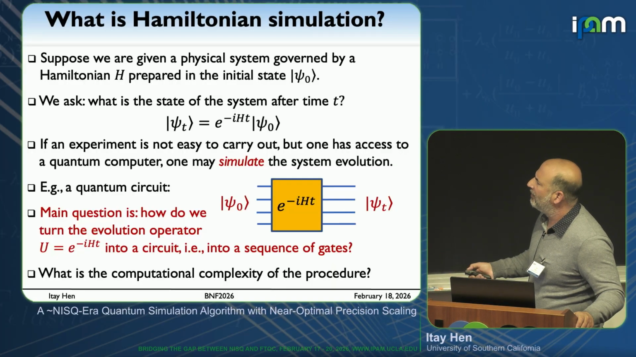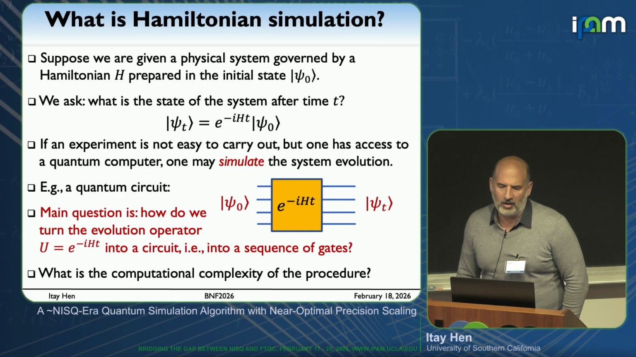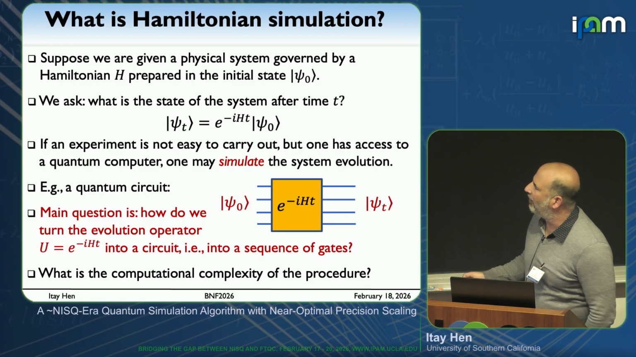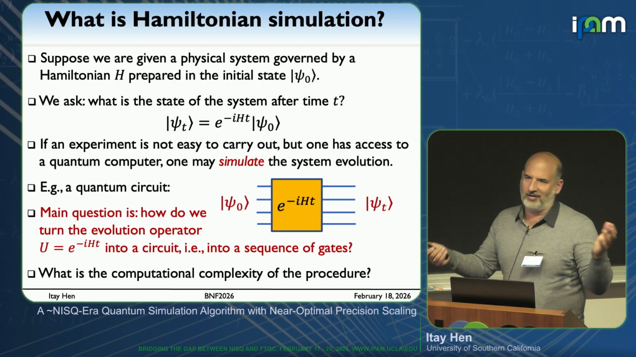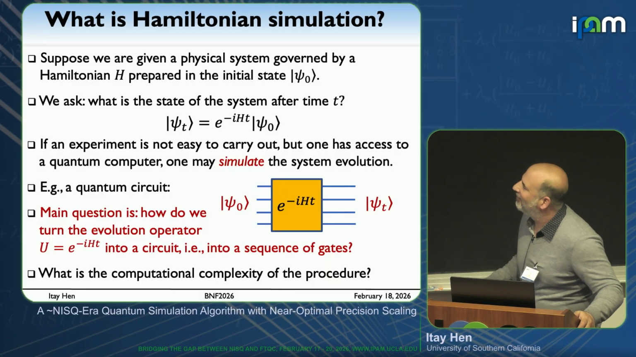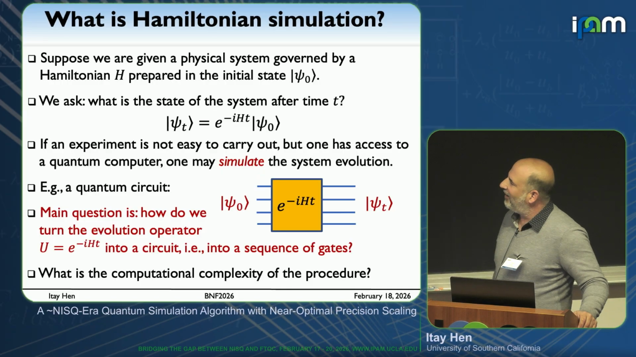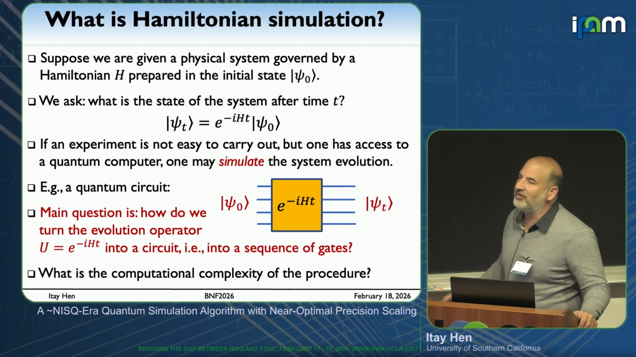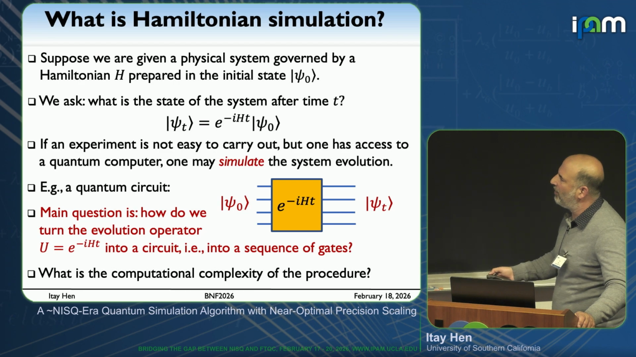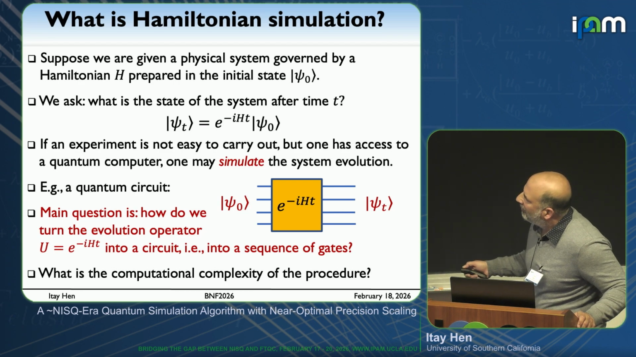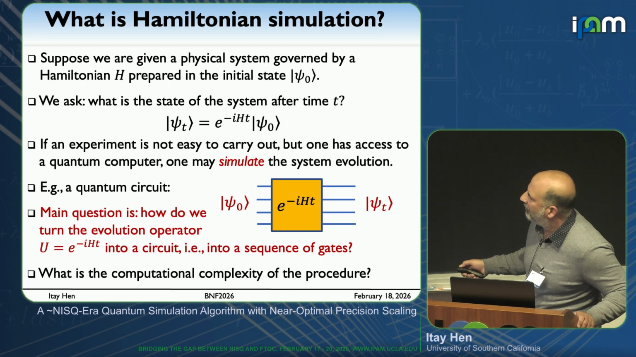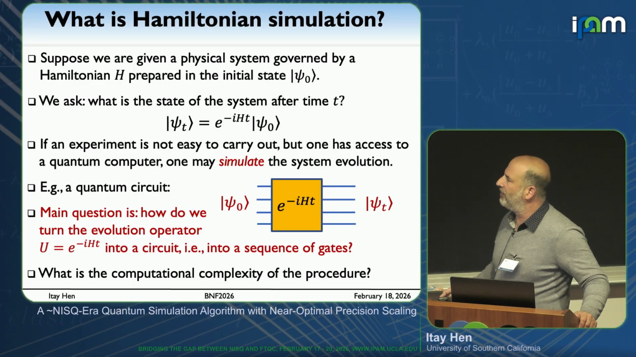It could be a lattice. It could be whatever. But in most cases, experiments are very difficult to carry out, as more than half of us learned the hard way. Very difficult. And so what quantum computers give us is a way to simulate the evolution of a wave function under a Hamiltonian for a time t.